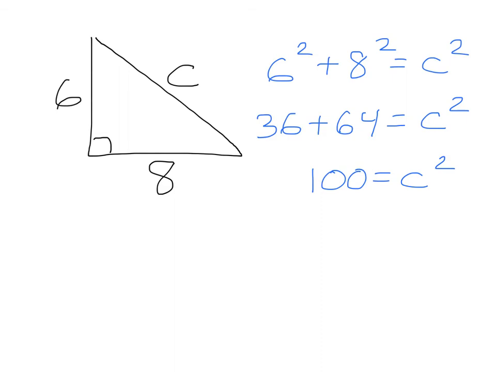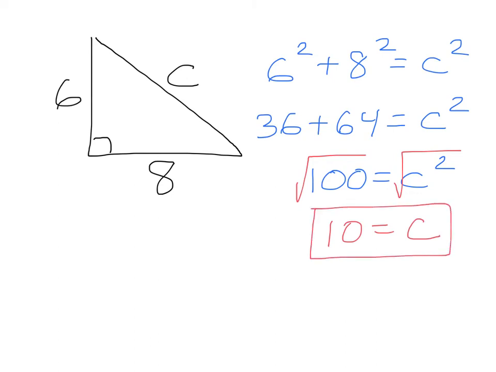But the fact is, I don't want c squared. I want c. So how can I get c squared and make it c? Take the square root. But if I take the square root of one side, I better take the square root of the other side. The square root of 100 is 10, and the square root of c squared is c. So c equals 10.